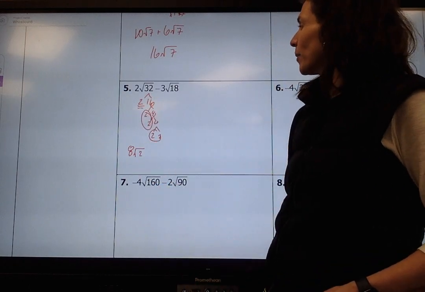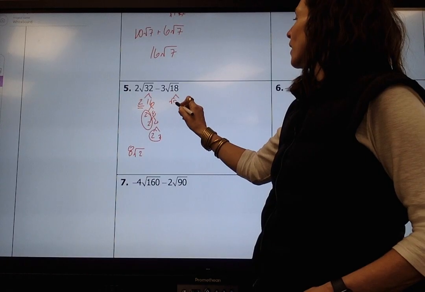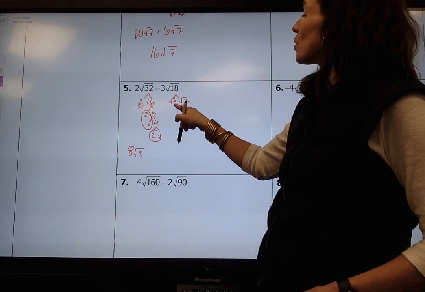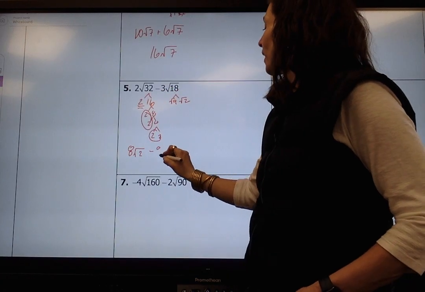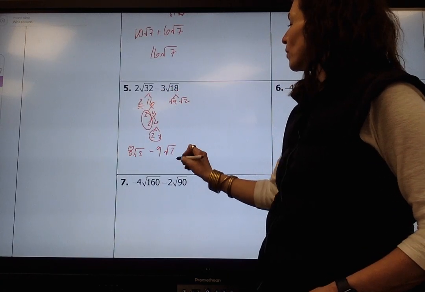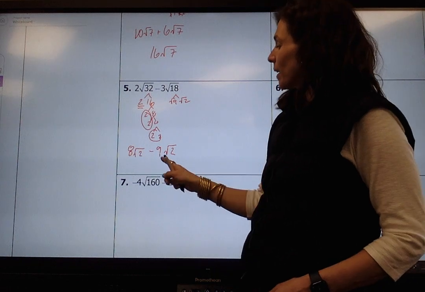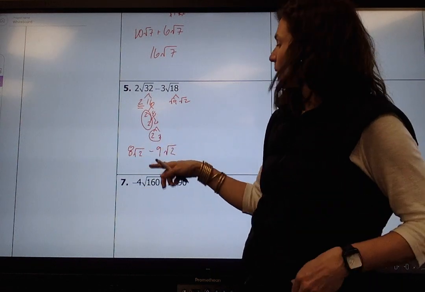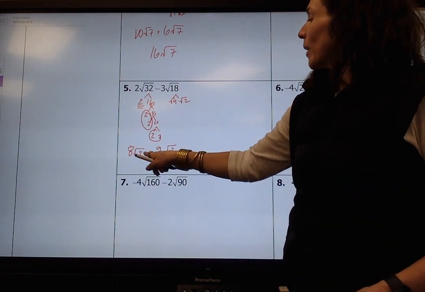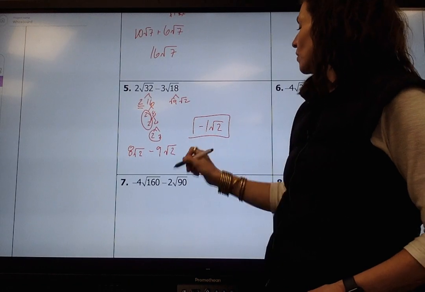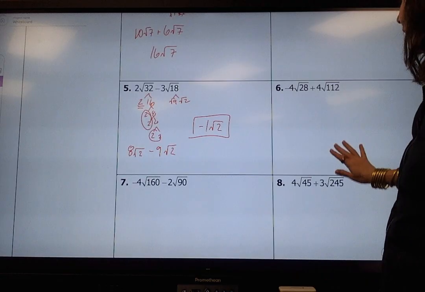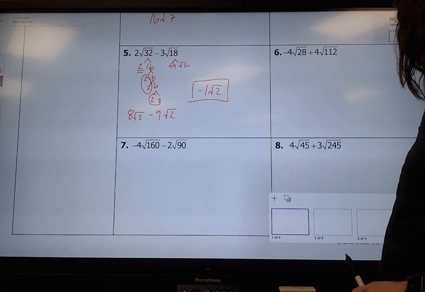I've simplified that one. Here, this is square root of 9 times square root of 2. The square root of 9 is 3. So 3 being multiplied with negative 3 is negative 9. And I have a square root of 2 left over. So when I combine, they're like terms because my radical is 2. And so 8 and negative 9 is negative 1 square root of 2 would be my answer here. So I think you kind of get the idea of that one. Let's go to the next page.